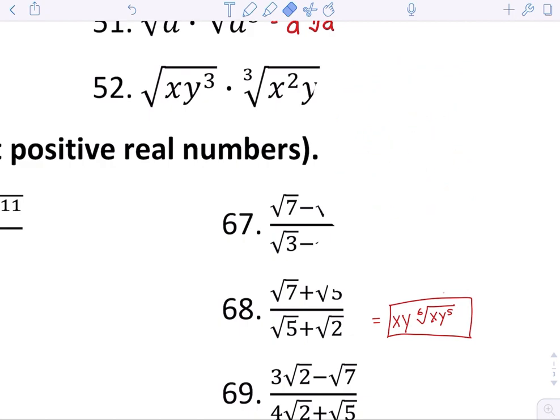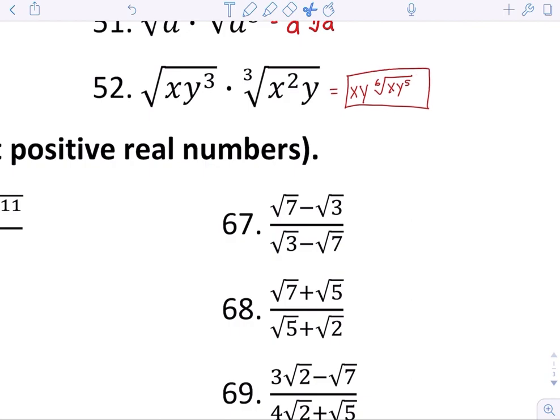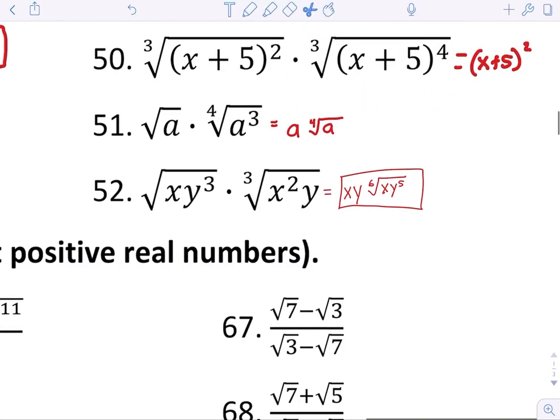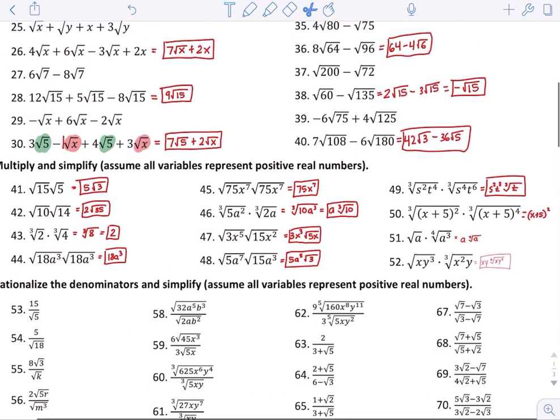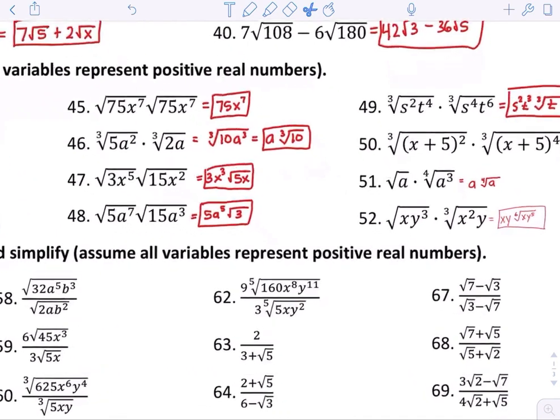Good amount of work. That's why these ones, you guys, are the more challenge type problems, okay? Hopefully that helps you guys out, and just keep on working on it, okay?